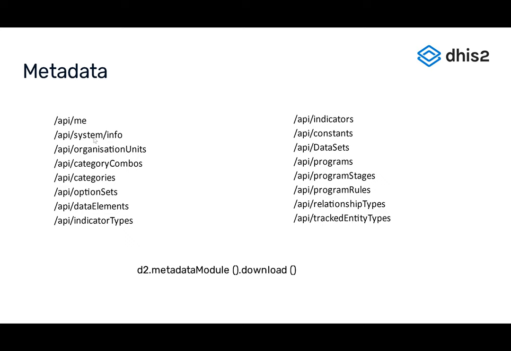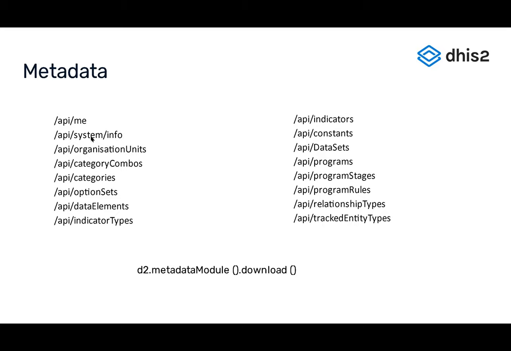We also download some system info regarding the version of DHIS2. Victor explained yesterday that the SDK is compatible with six different DHIS2 versions. This is because we are reading the DHIS2 version exactly using this API call. This happens automatically at the moment a user logs in on Android.